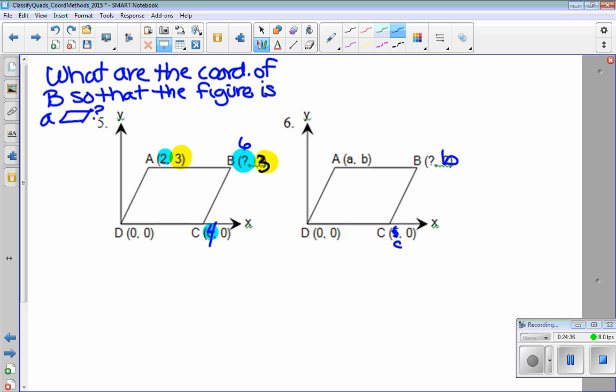What are the X coordinates? Very good. It's A plus C. So this is the coordinates of point B in terms of the letters. Remember what we did. We added the X coordinates to get as far right as I needed to go. And we went up the same amount, so the B's stayed the same.